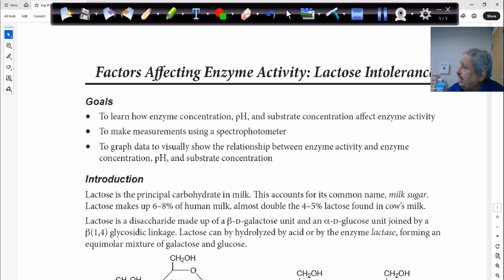So guys, today is the experiment about enzyme activity. We'll test enzyme activity for the effect of pH, of the substrate or reactant concentration, and of the enzyme concentration itself, correct? But before we start, what does the enzyme do inside our body?